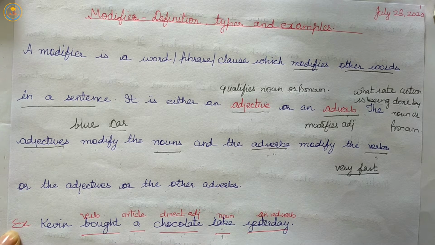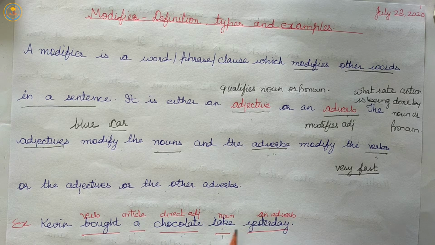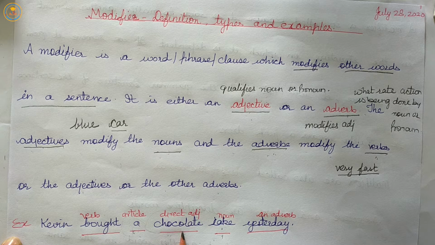Listen carefully. Kevin bought a chocolate cake yesterday. In this sentence, you will see here a as an article which modifies the word cake, and the word chocolate is the direct adjective of the word cake, means chocolate cake. So both a and chocolate are adjectives which modify the noun cake, means a chocolate cake.